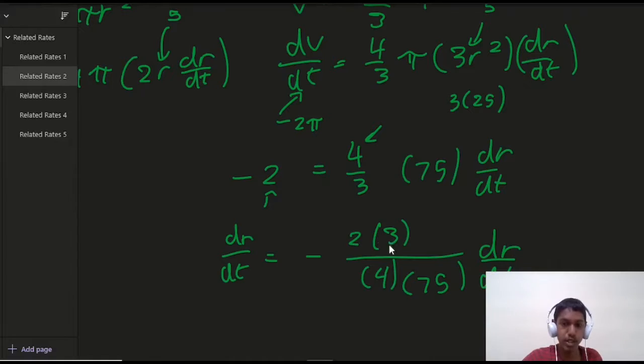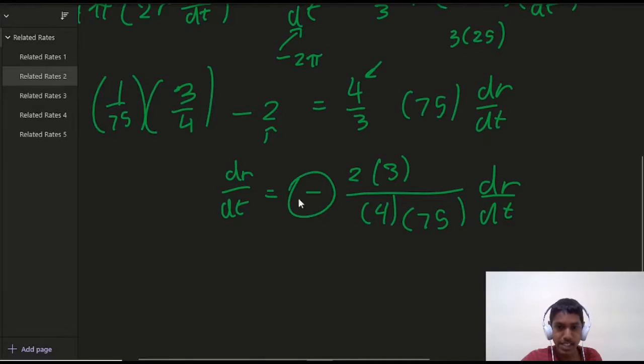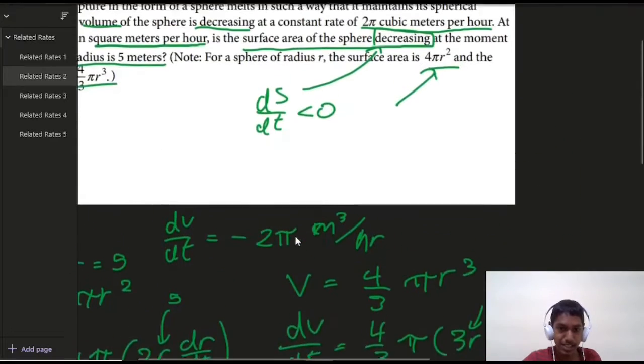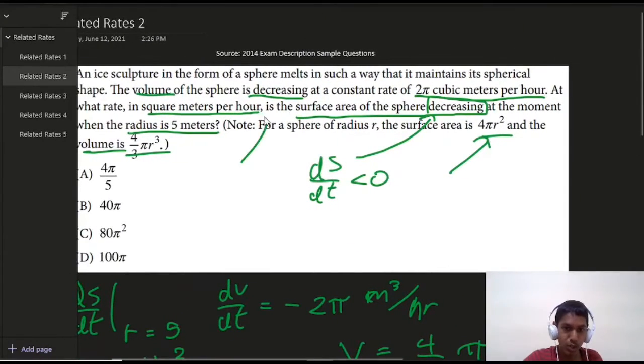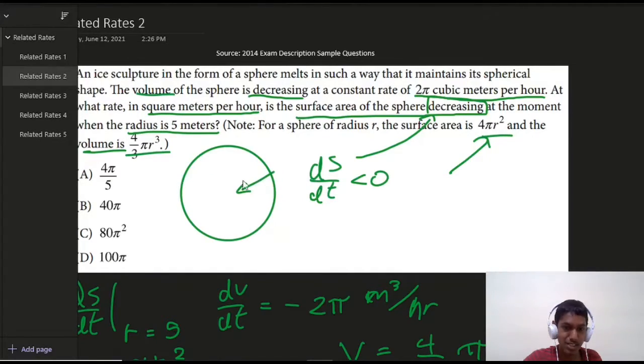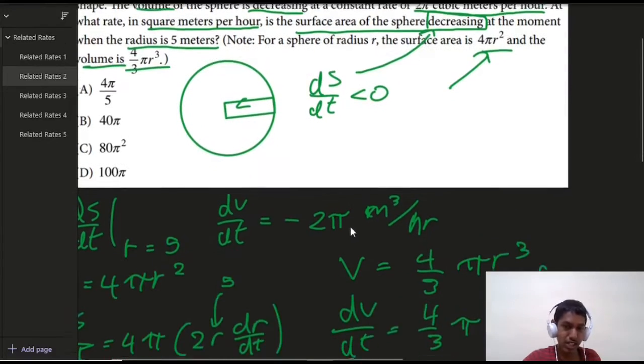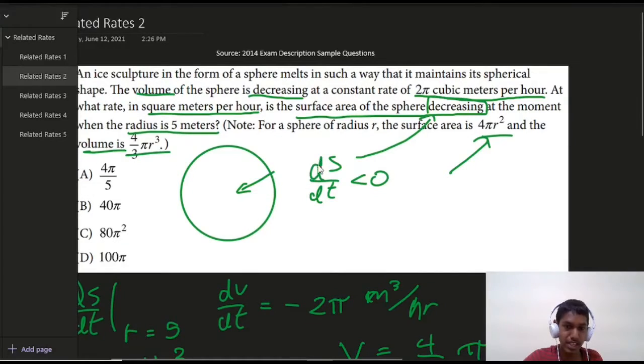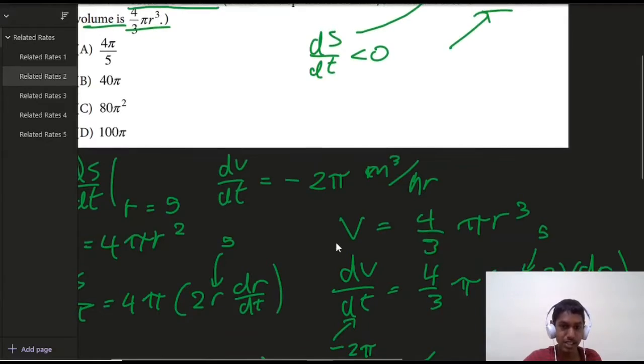Right, so we're really multiplying by 3/4 here, and then dividing by 1/75, just doing this all in one step. Okay, and it's negative, which is a good sign, because the radius is decreasing because the volume is decreasing. If this is just some sort of circle and the volume is decreasing, then you would expect it to shrink. So that is a good sign that dr/dt is negative.